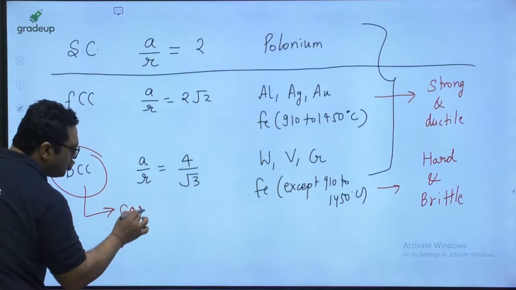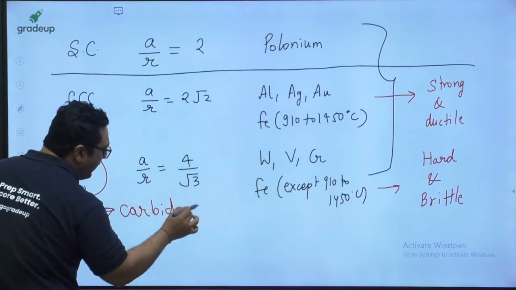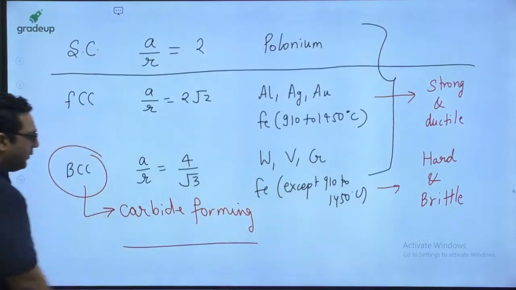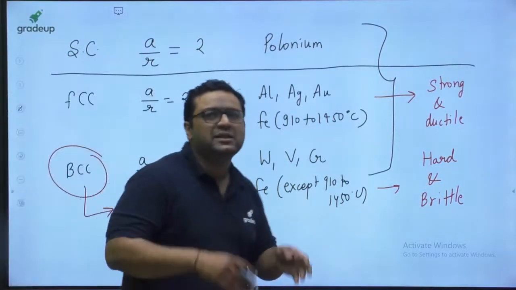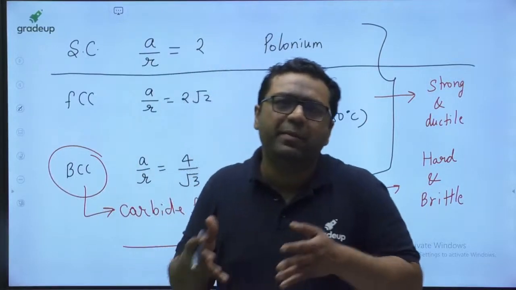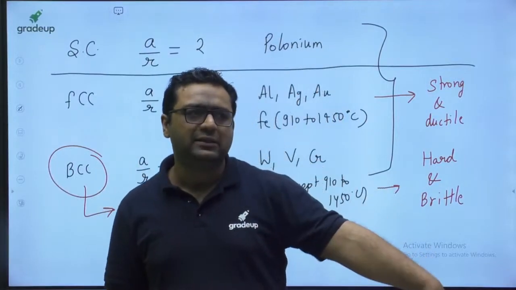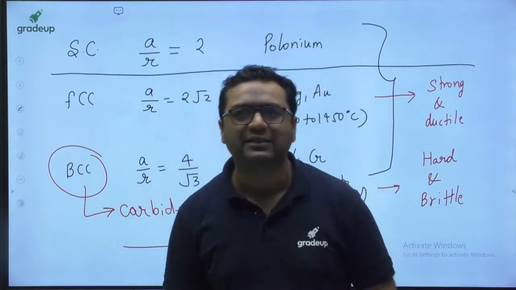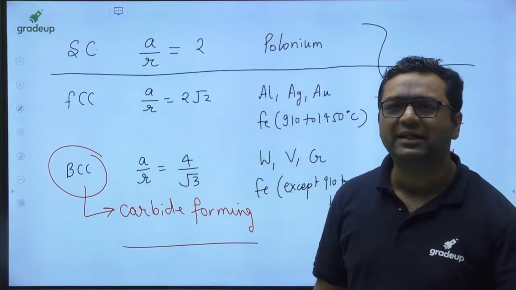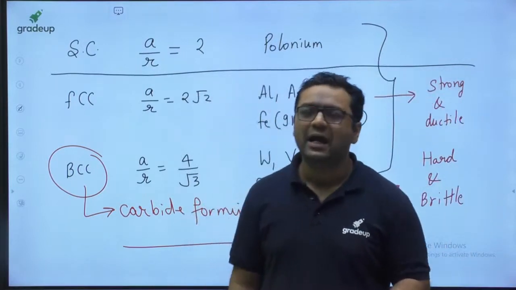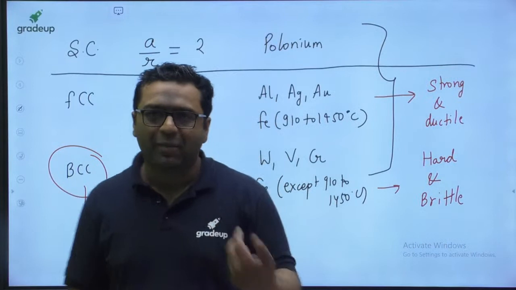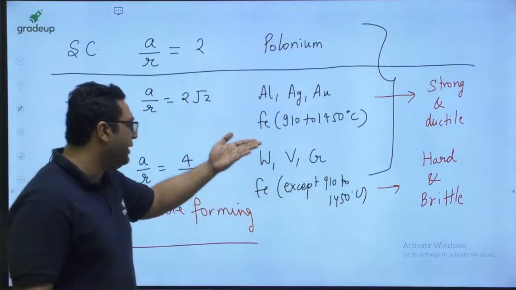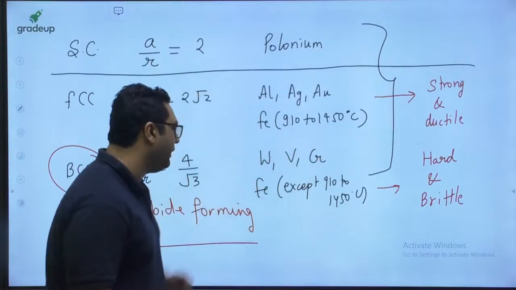carbide forming. So whenever you add them to the steel, carbon is always present in the steel. So they will react with the carbon and make carbides. And carbides are obviously found to be hard. So my dear, that's the reason whenever they are added, they make tungsten carbide, vanadium carbide, and chromium carbide.